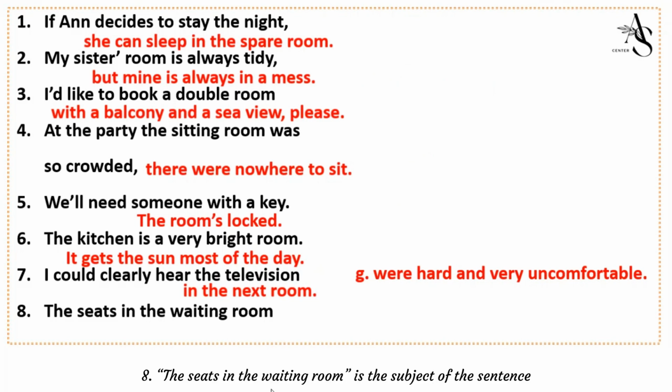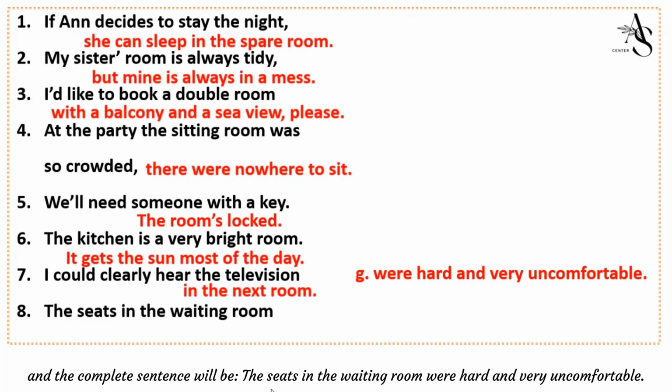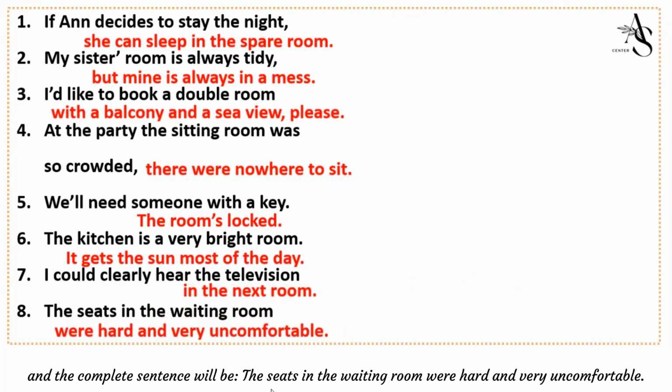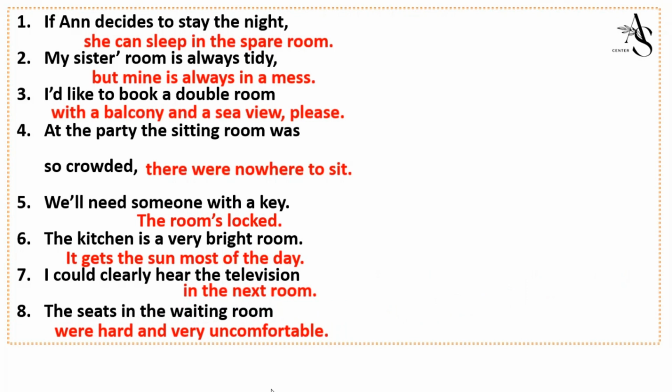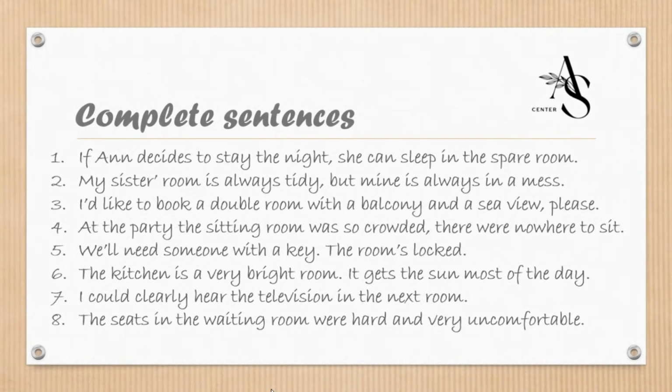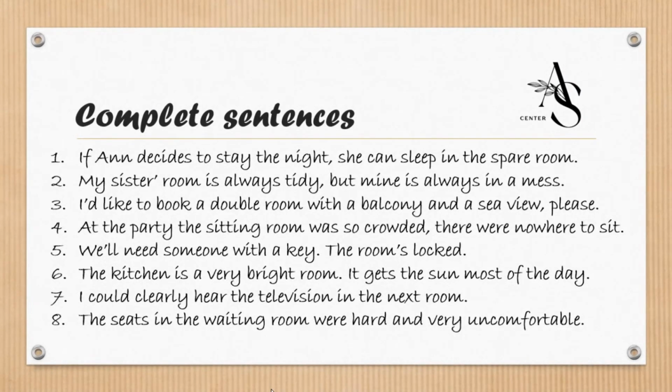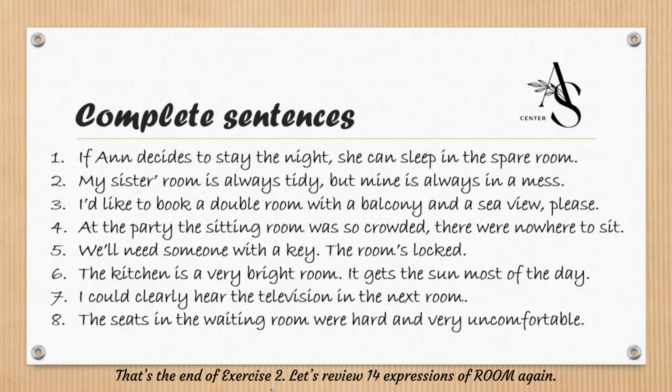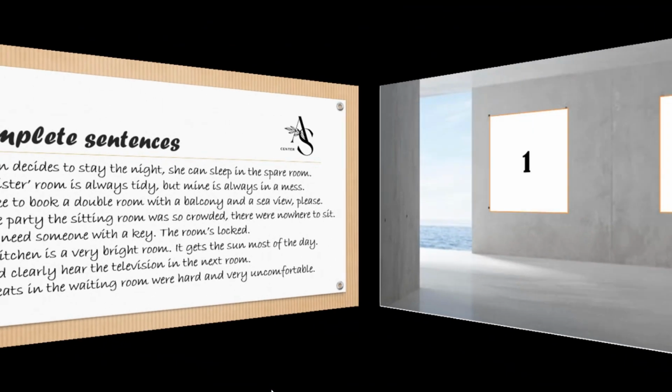8. "The seats in the waiting room" is the subject of the sentence, and it requires its verb. So number 8 can go with letter G, and the complete sentence will be, "The seats in the waiting room were hot and very uncomfortable." That's the end of exercise 2. Let's review 14 expressions of room again. Don't forget to read them out loud.